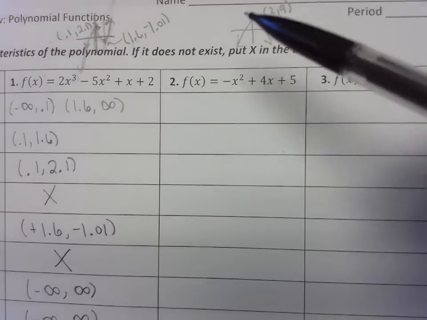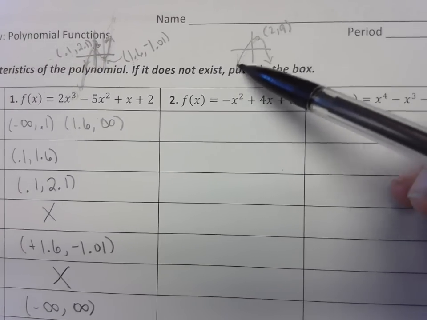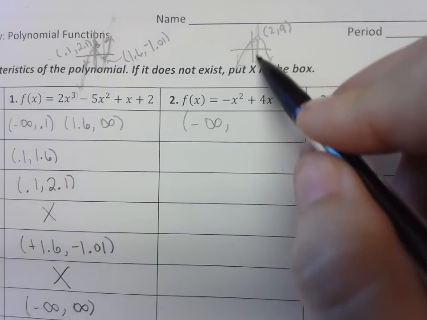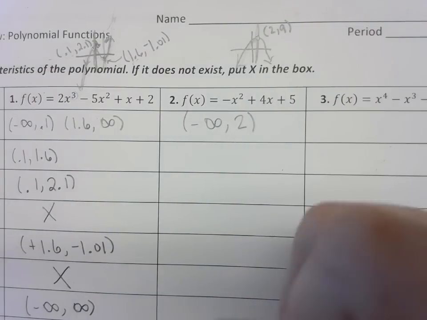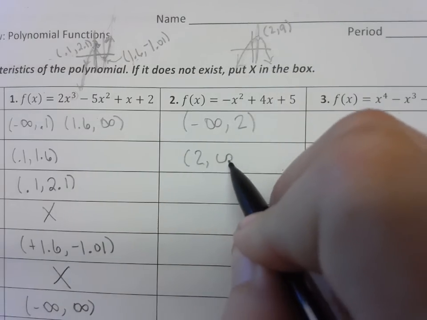Increasing is where we're going uphill. That looks like over here. So the x values there are from -infinity until x equals 2. Decreasing is on the right side, so from 2 until x is positive infinity.